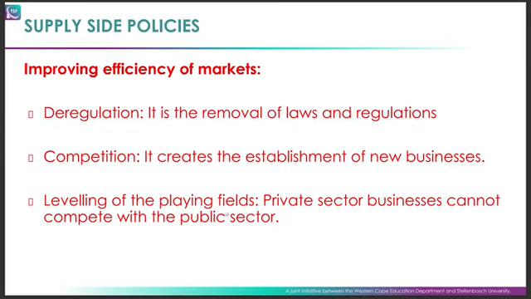The leveling of playing fields, as you know, your private businesses cannot compete with the public sector. So obviously, government steps in to ensure that. Here the main thing is about privatization, getting less stuff in the hands of government or where public funds have to be used and letting private persons take that over. So when you're talking about leveling of the playing fields, privatization becomes important.